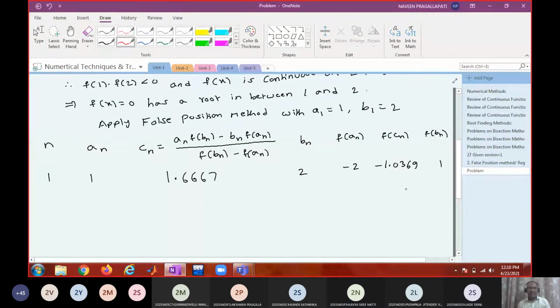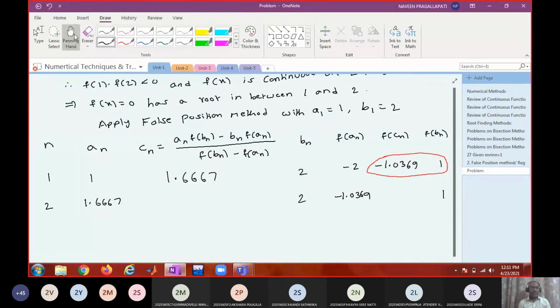Now identify the interval. Which interval? A1 C1 or C1 B1 for the next iteration? C1 B1. Okay, so for the next iteration, C1 B1. What is C1? 1.6667. B1 is 2. Now copy the values here. Here minus 1.0369 and 1 here. Do you understand? So that you can use these four values to find out C2.